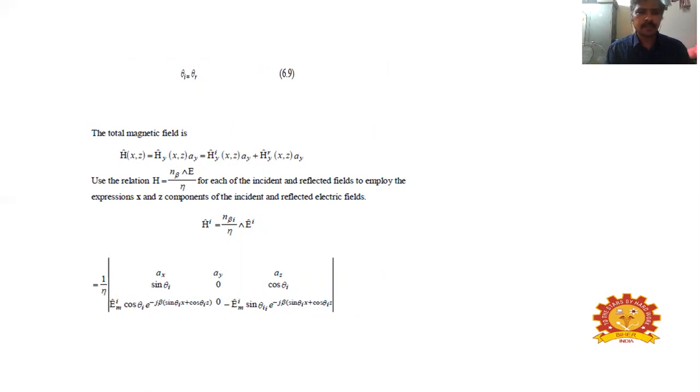The total magnetic field, represented by the letter H, is the magnetic field intensity. H in terms of the variables x and z is equal to H_y(x,z) a_y, that is H_y^i(x,z) a_y plus H_y^r(x,z) a_y, where a_y is the unit vector along the y direction.